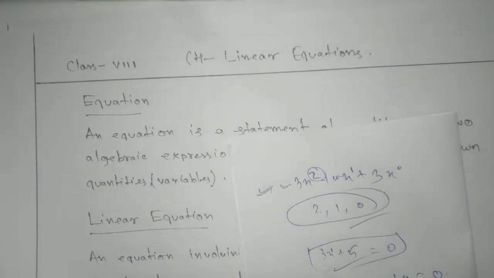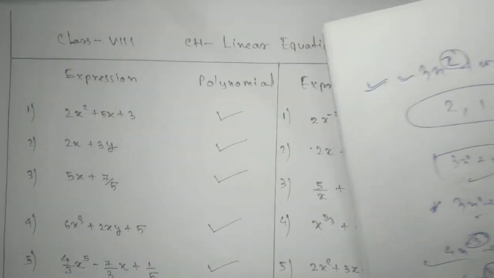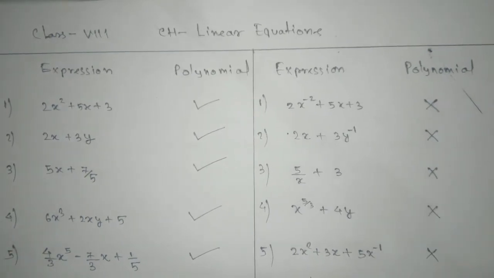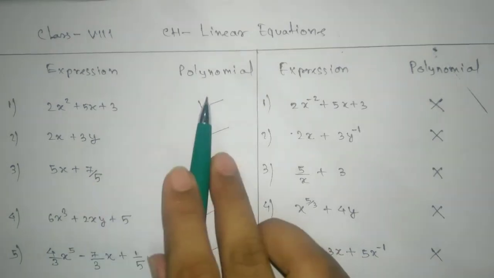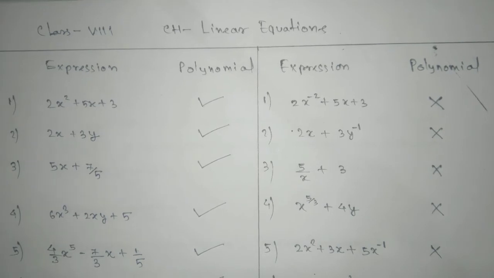So let's see an example. A few examples we have here. You can see 2x square plus 5x is a polynomial. By looking at these examples, you can understand which are polynomials and which are just expressions. Remember, each polynomial is an expression, but each expression is not a polynomial, because the polynomial is a part of expressions.